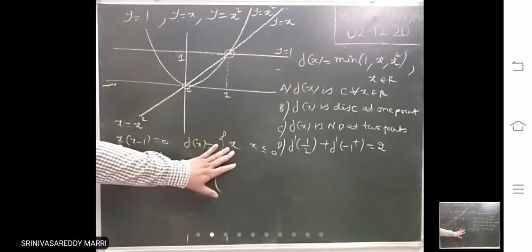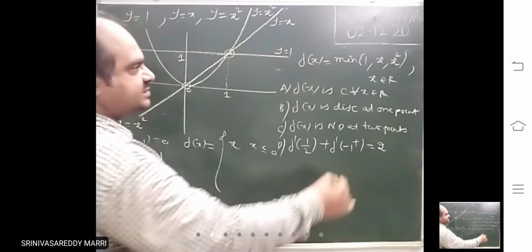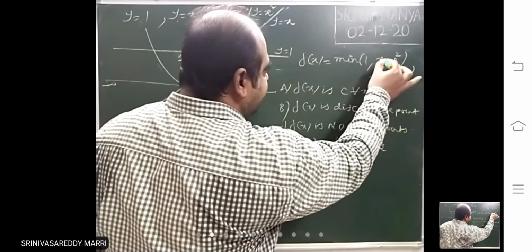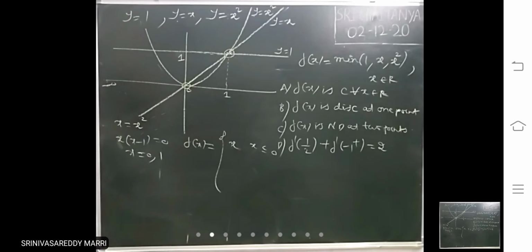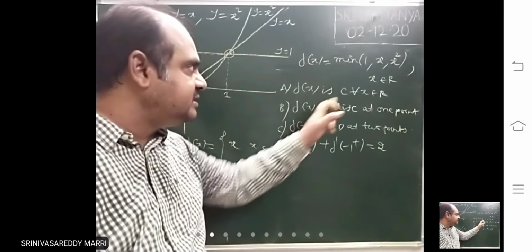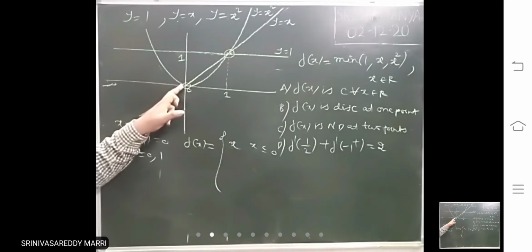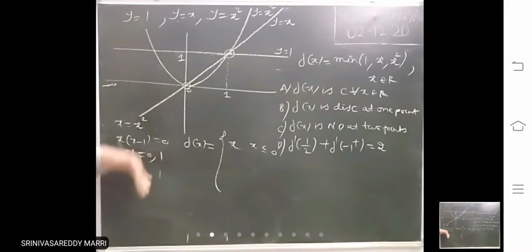Look at this. Suppose you take a negative value of x. Suppose x equal to -2. This is 1, this is -2, this is 4. Which is minimum? x only. If you take any x value less than or equal to 0, this will be minimum. That means when x lies between -infinity and 0, this graph is lying below the other two. That means this is x.